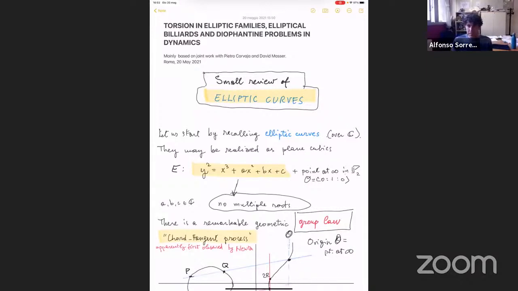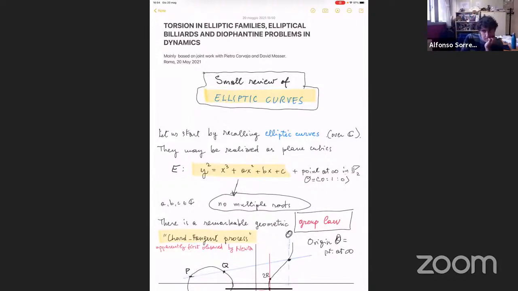As the title says, I will illustrate some application to elliptical billiards of certain results which I will now recall. I and my collaborators do not work in elliptical billiards, so we are rather outside the topic, but we noticed this possibility of application. So we went ahead in developing this.